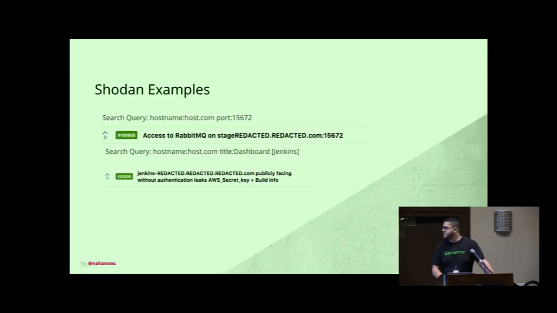So, examples. This is where I wanted to get to before this is over. I talked about transparency, the search transparency, right? This is just simply me looking for a company's name on Shodan and giving it the default port number for RabbitMQ, and then trying admin. So that worked. And the second one is just going and looking for Jenkins.